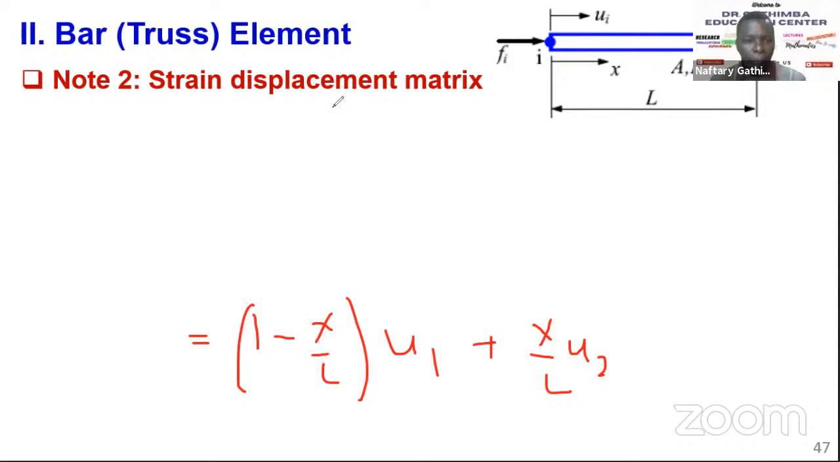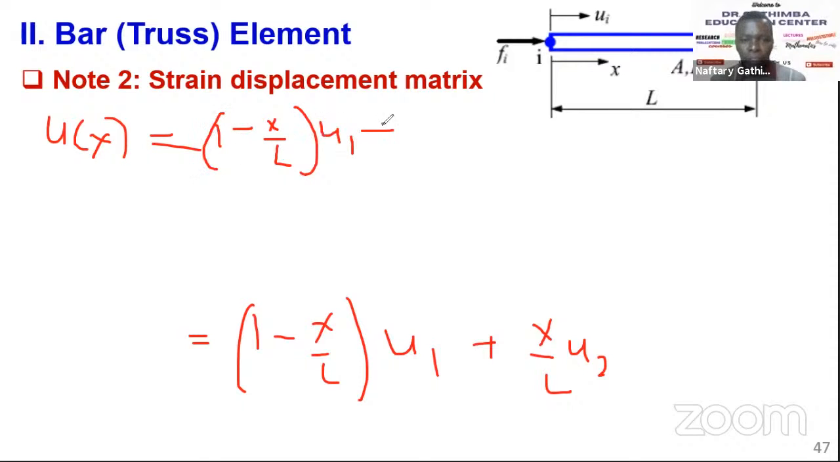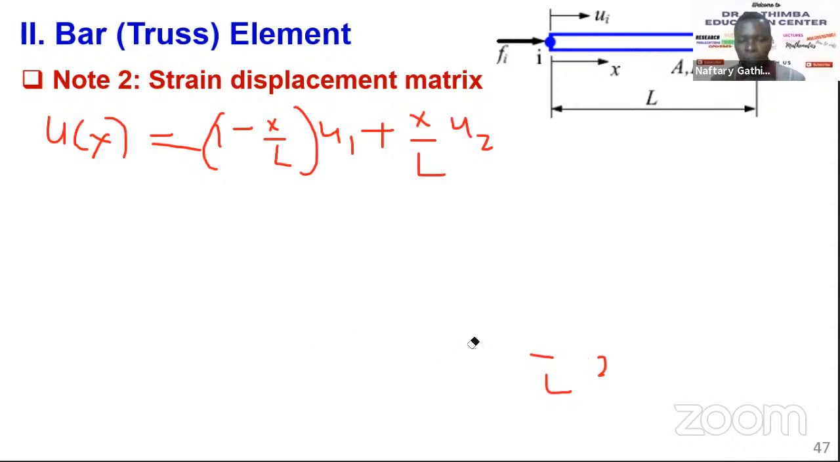Our expression here, that is u. We have u(x) expressed in terms of x, where N1 is 1 minus x over L, times u1. You can see I'm solving the equation in class, so you also need to be doing so. We are just deriving the strain displacement matrix from first principles. So I've just moved that one up there so that you have it.